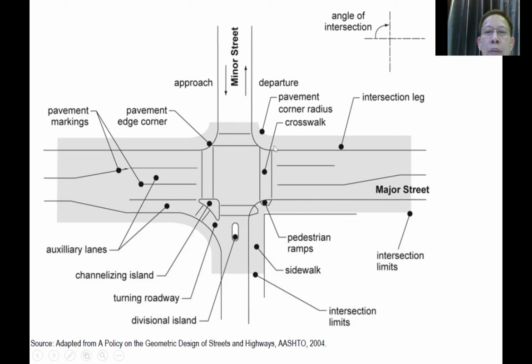Other component is like crosswalk, okay, crosswalk, refuge island or channelized island right here. If you are crossing the intersection here, this is the island that you can stand on and wait for the signal to cross. Okay, pavement edge and pavement corner. Yeah, this is the pavement edge and this is pavement corner.